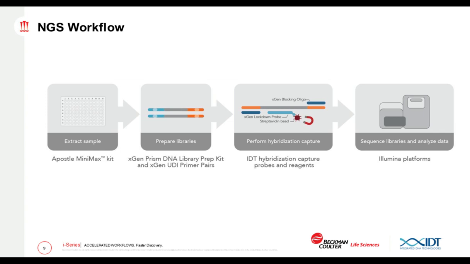This workflow is our approach to address this challenge. The samples are extracted using Apostle Minimax high-efficiency DNA isolation technology by Beckman Coulter, followed by library prep by IDT's newly launched Prism DNA kit. The libraries are then taken through IDT's hybridization and capture workflow and then sequenced on Illumina's NextSeq platform.